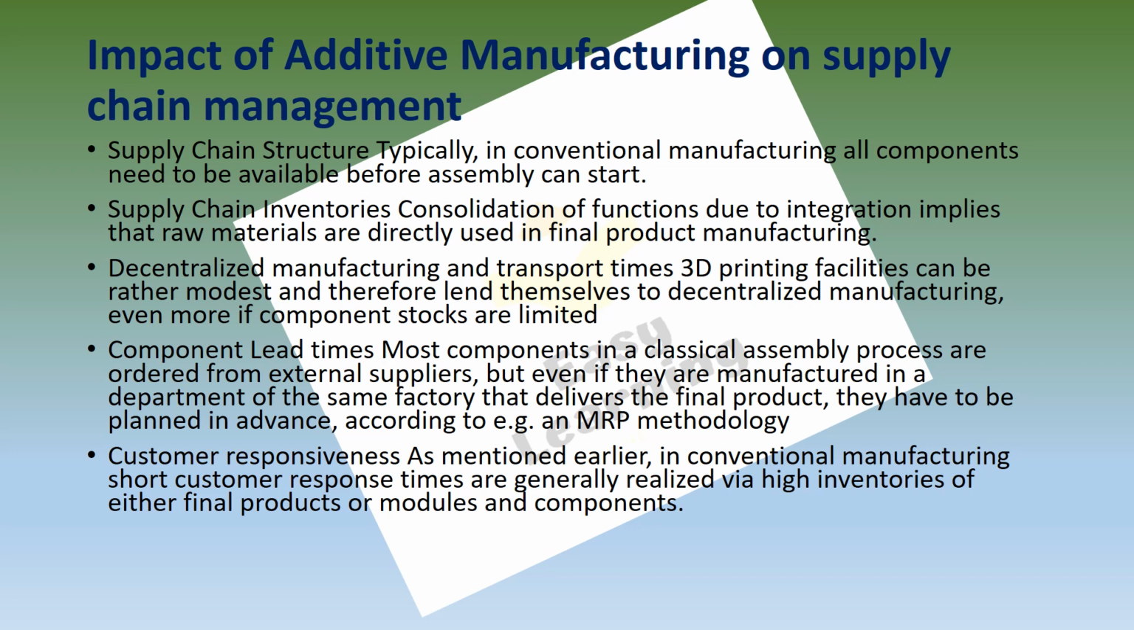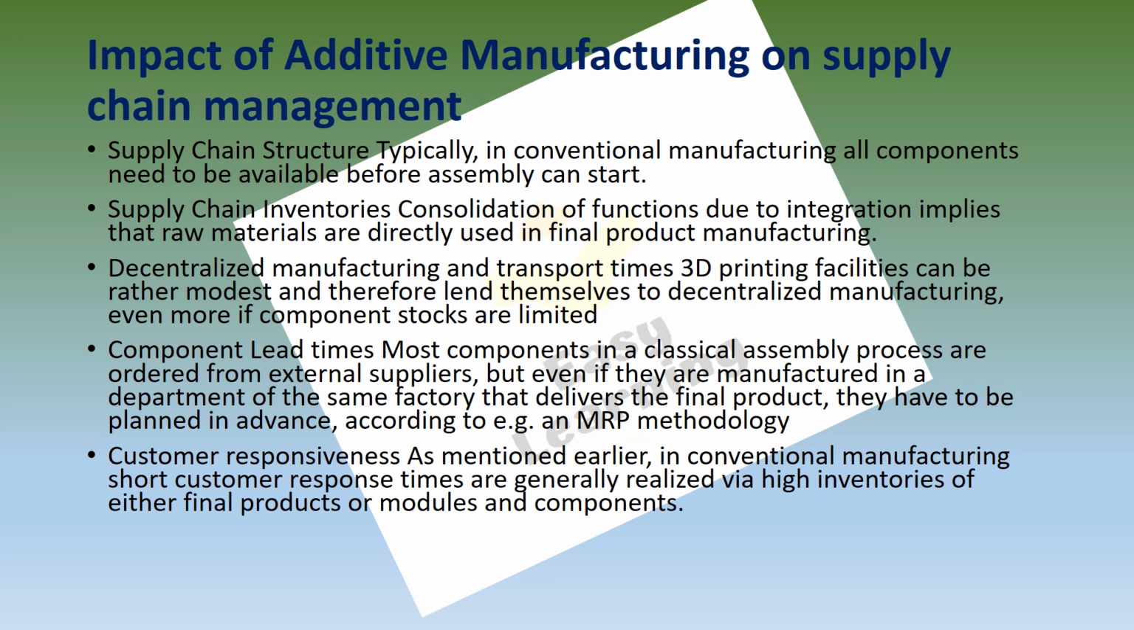synchronization effort. So the need for multi-level production planning decreases, and thus lessens the associated risk and cost. Then we have supply chain inventories. So consolidation of the function due to integration implies that the raw materials are directly used in the final product. तो यहाँ क्या है कि जो downstream stock are no longer needed. In particular, the customized product may have far-reaching consequences.